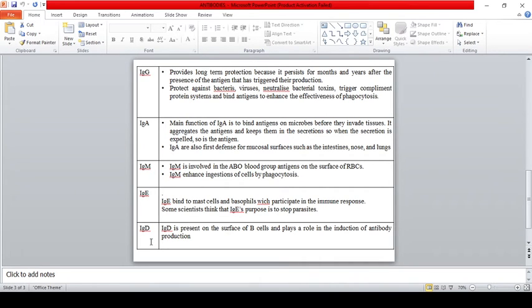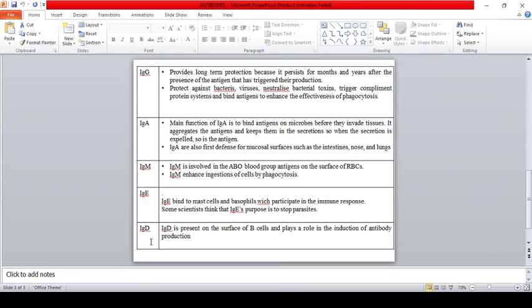The detailed functions I have given in note format here. IgG provides long-term protection, for a month, and protects against bacteria and viruses. It also neutralizes bacterial toxins by triggering the complement system. It is involved in the phagocytosis process. IgA is the first line of defense in the mucosal surfaces.